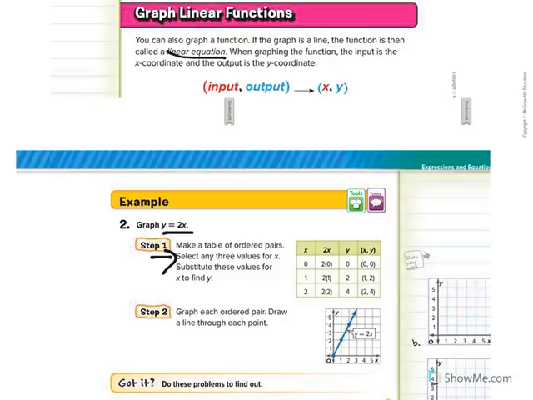And then you can draw a line through them to connect each point and go past the final point to show that it would continue in that direction, drawing the arrow on the end. Go ahead and try the got it problems below to check your understanding.